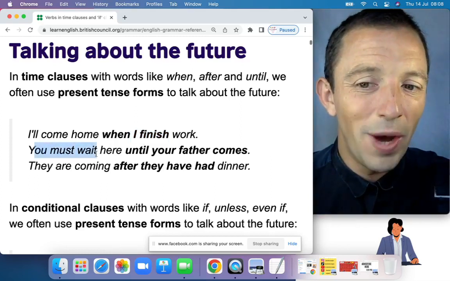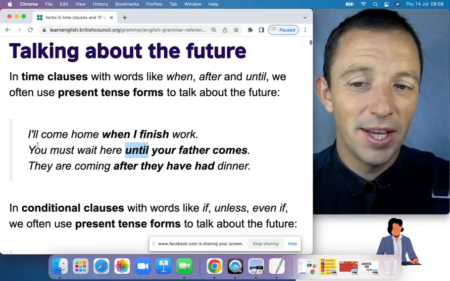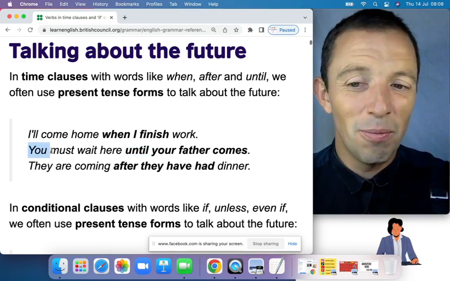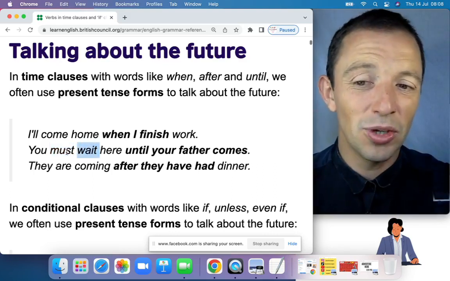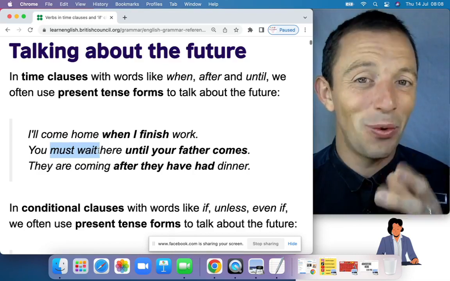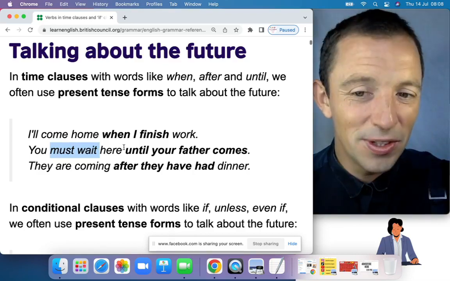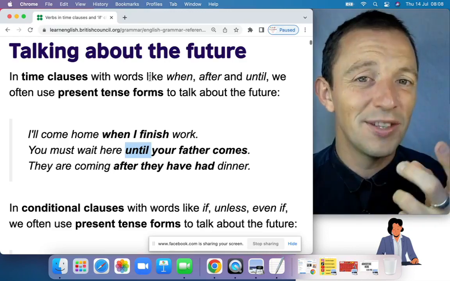You must wait here until your father comes. You is the subject. Must is the modal verb. Wait is the verb. So you must wait. You have an obligation. You need to wait here. Until. So until is a time word.